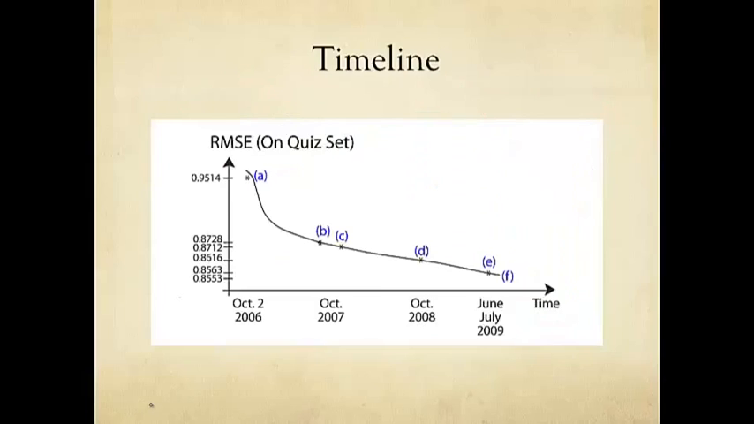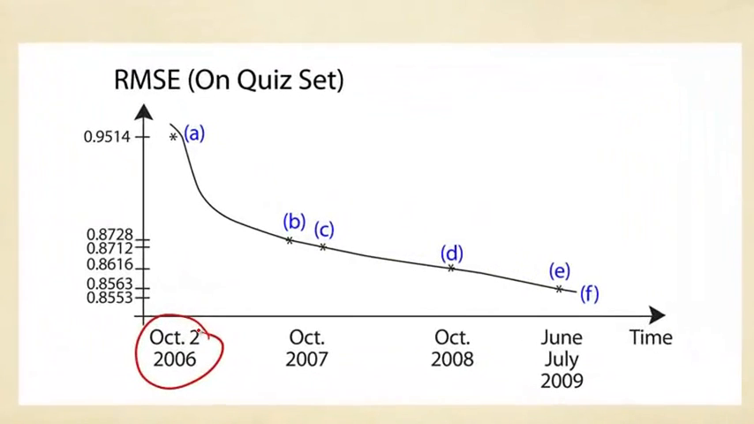So what happened in the competition? It's a very interesting scientific story. We just briefly present some highlights. First of all, very soon, within a week, somebody was already able to beat Cinematch. But you need to beat it by 10%.